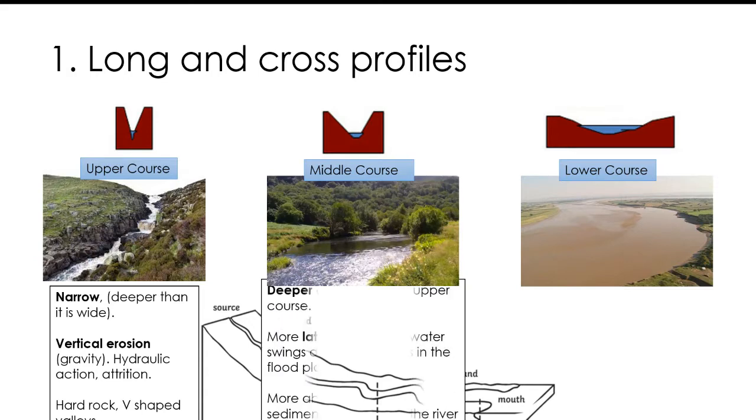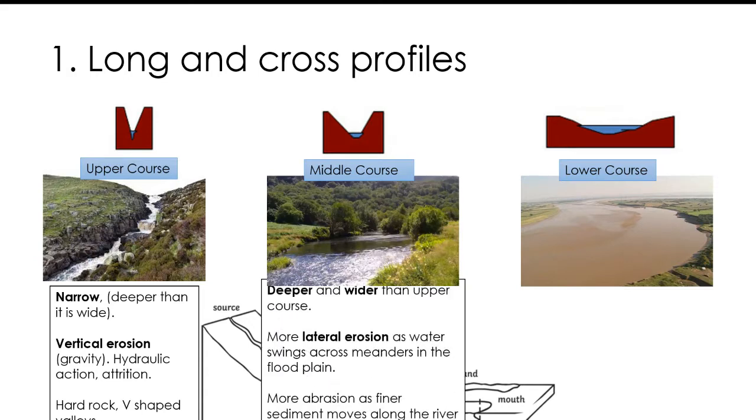As we go into the middle course, then you are going to have it starting to become wider, and that's because the water has more space now. It's able to swing around corners, as we know as meanders. It can sway all over that floodplain and begin to erode on the sides of the riverbanks, as well as becoming wider. That's still going to be happening. So more of that lateral side-to-side erosion, creating a wider cross profile.